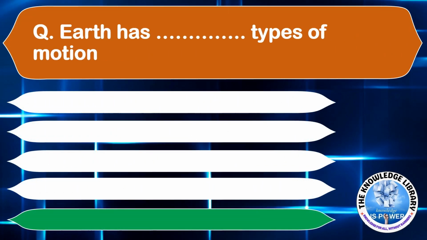Earth has dash types of motion. Option A, 5. Option B, 3. Option C, 1. And option D, 2. The correct answer is option D, 2. Moving on to the next question.